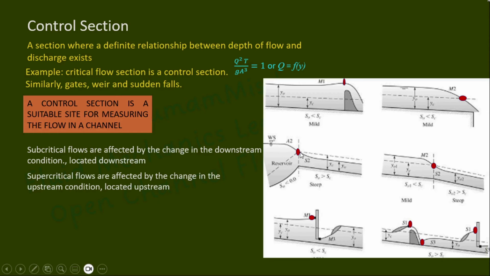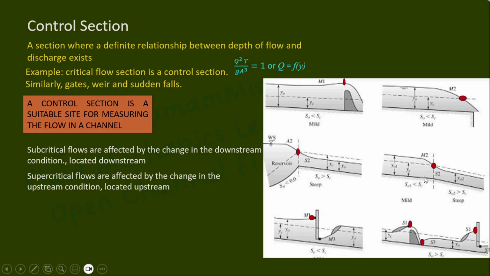So for the computation of the length of S2 profile, the control section is located at the upstream side and the computation is proceeded towards the downstream side. Whereas for A2 profile, this portion is subcritical condition. So subcritical flows are affected by the change in the downstream condition. So the computation here is starting from this point towards the upstream side.